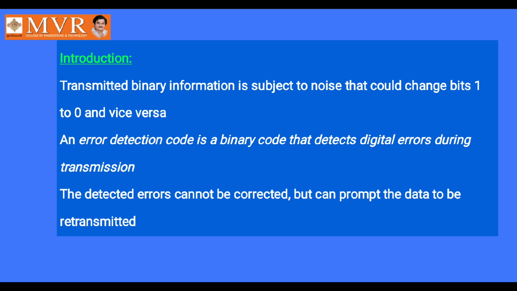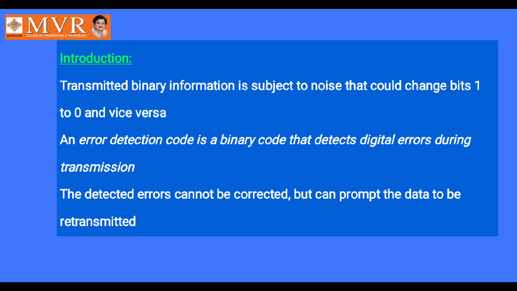So an error detection code is a binary code that detects digital errors during transmission. Digital errors, not analog errors, because all the analog signals are converted to digital and transmitted from the source end to the destination. So while transmitting, if there are any errors, then this error detection code will be useful for detecting that error.